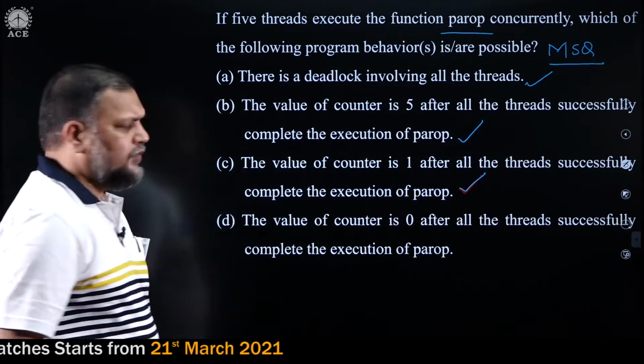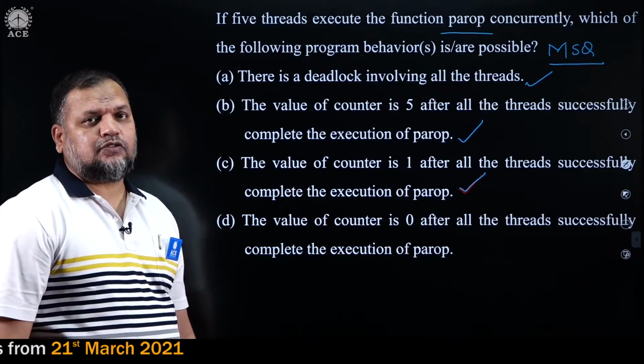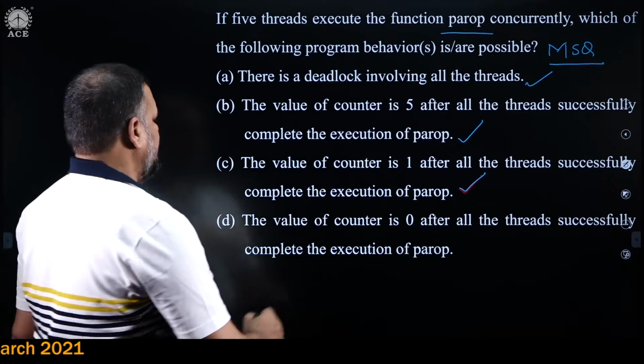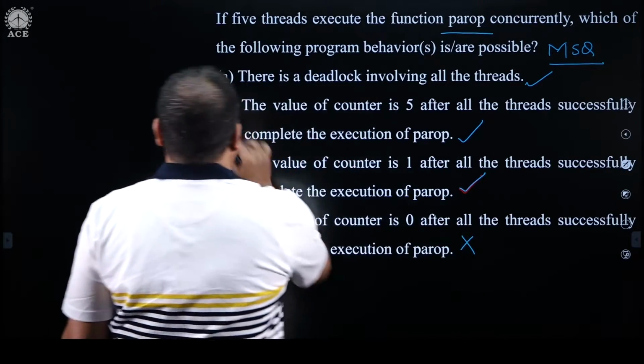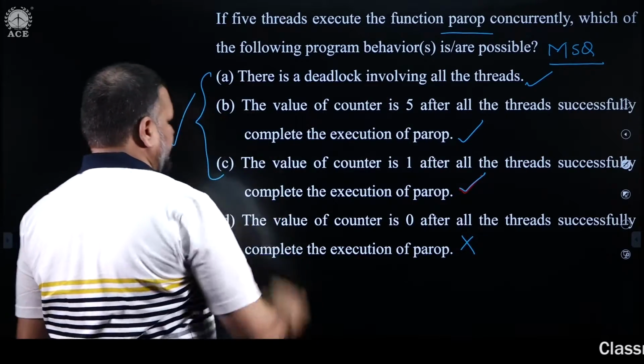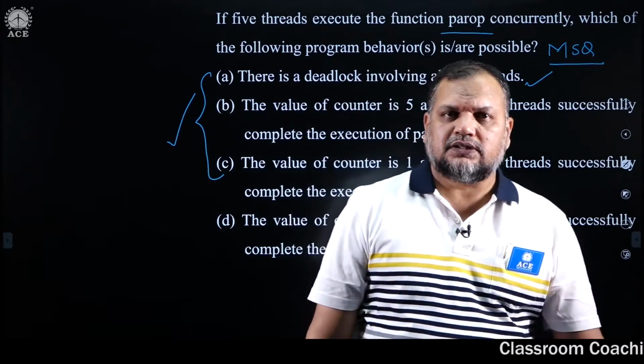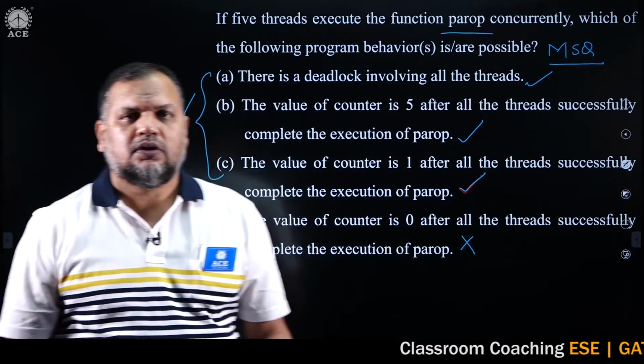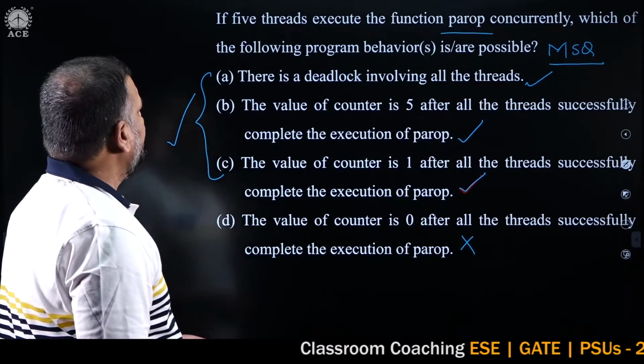The value of counter is 0, 0 can never be possible, we have seen that so much, that is the fundamental point. So, 0 is never possible. So, therefore, the correct answer is ABC, alright. The correct answer for this problem is ABC of MSQ, good.